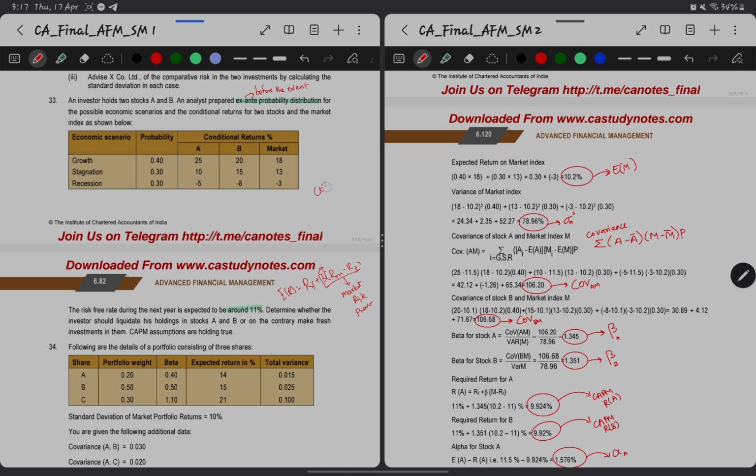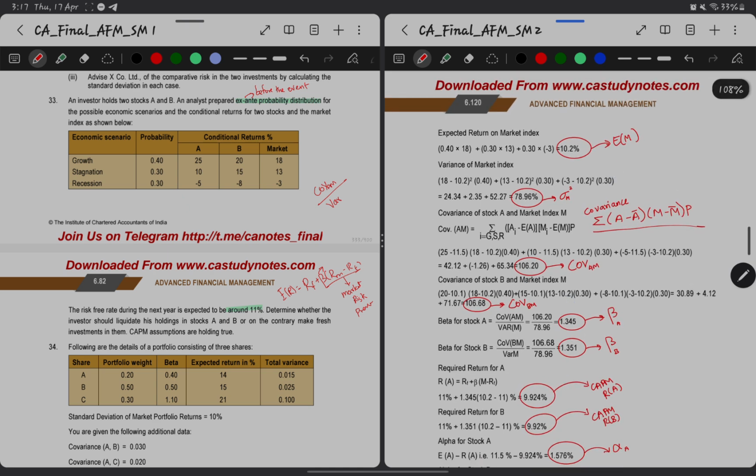For beta we need covariance of the stock's return with the market's return divided by the variance of market return. Now how will we get the covariance of the stock's return with the market? For that we can use this formula, summation of the return minus the expected return multiplied by market's return minus the expected market return multiplied by the probability. So we have to do it in all possibilities.